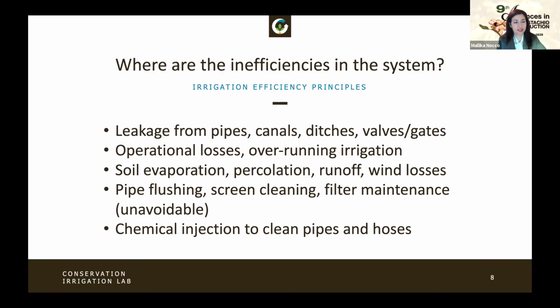The other types of losses or inefficiencies you can have are just pipe flushing, screen cleaning, and maintenance. This stuff is unavoidable. These are inefficiencies that need to occur. And then chemical injection to clean pipes and hoses.